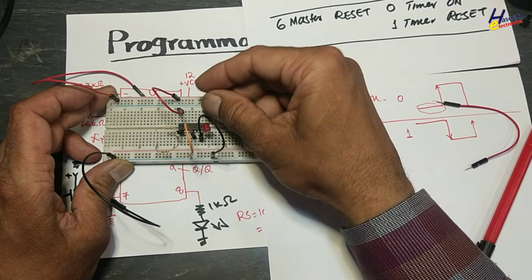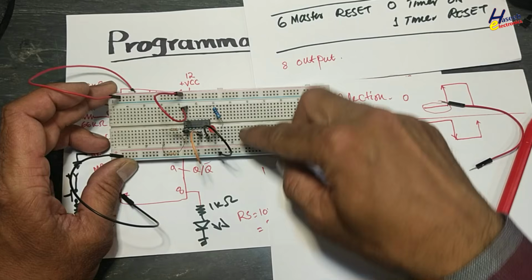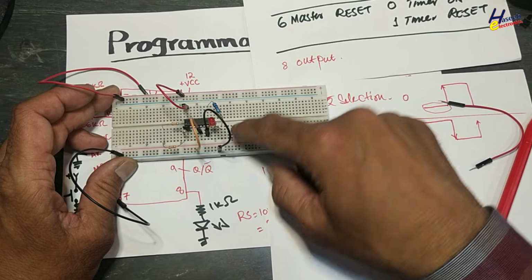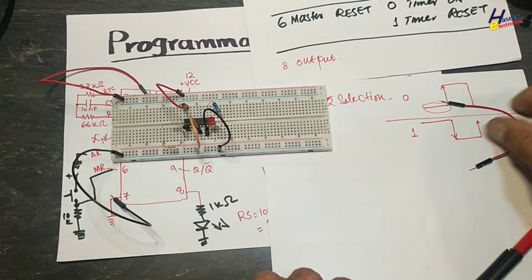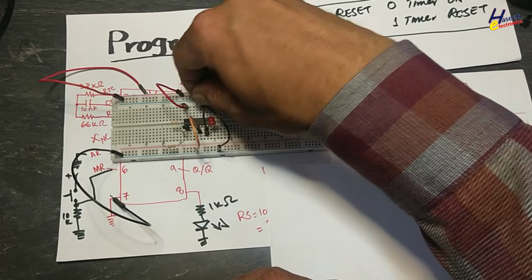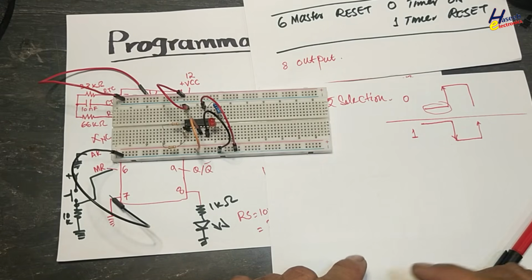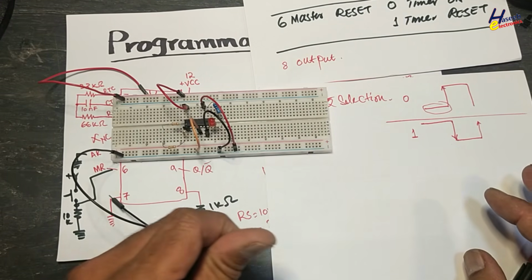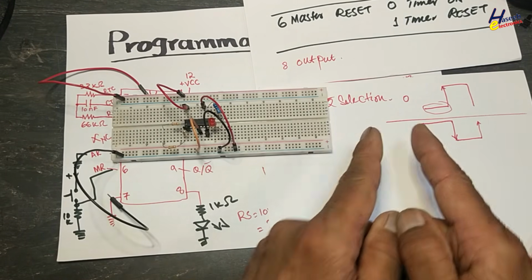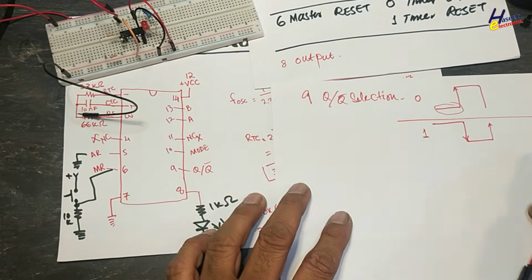Pin number 8, 1K resistor, the same 1K resistor, anode, cathode of LED is grounded. We will connect pin number 9 to low side. Now when we press the reset button, output will be low and then output will appear at high side.